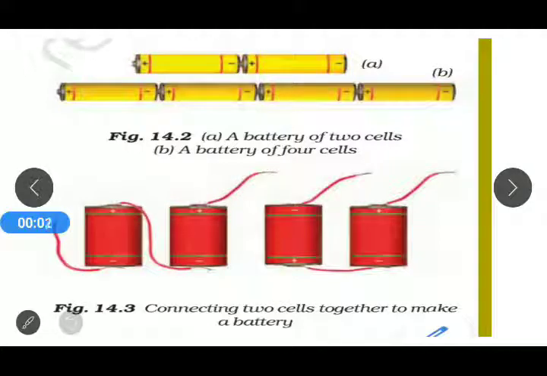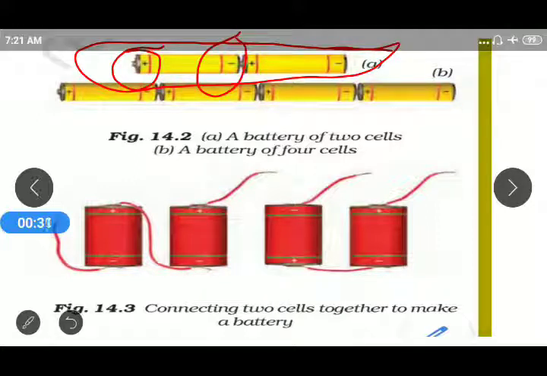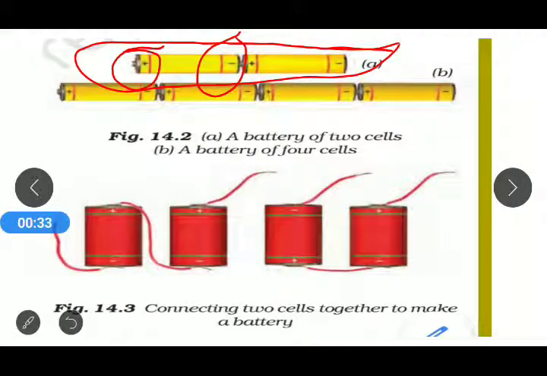Dear students, in the previous class we learned about how two or more cells are connected to each other. Again, I just explained that if you go through the picture, you can find out how these two cells are connected. Here you can see the positive terminal of the first cell and the negative terminal of the first cell. That means the negative terminal of the first cell is connected to the positive terminal of the second cell.